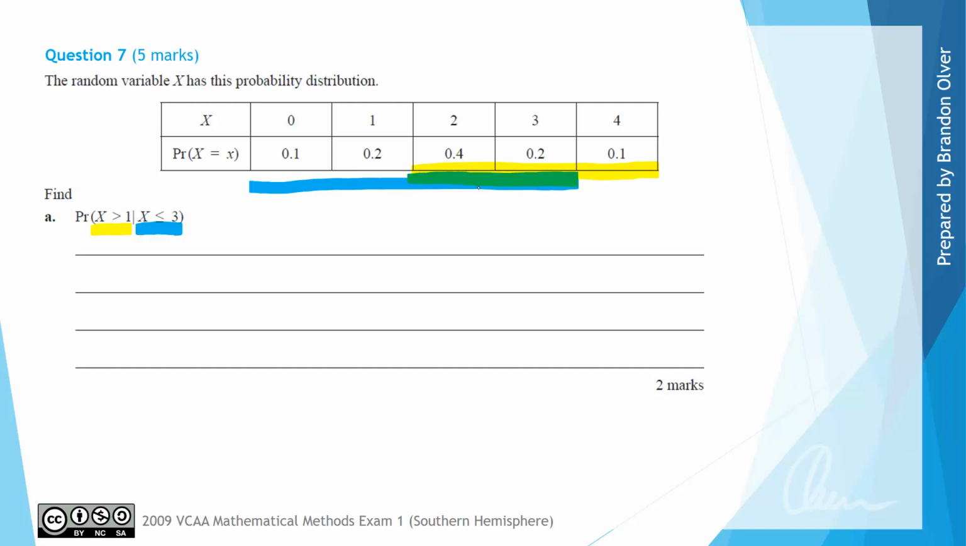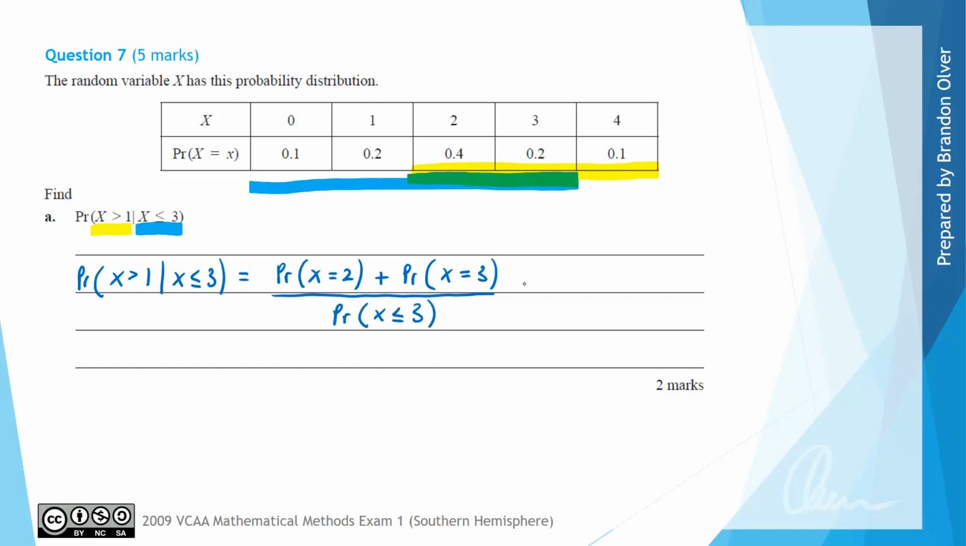And the reason why we needed to find that intersection is that this probability of x being greater than 1 given x is less than or equal to 3 is equal to the probability of their intersection, which is the probability that x equals 2 plus the probability that x equals 3, divided by the condition, x is less than or equal to 3, on the bottom line.